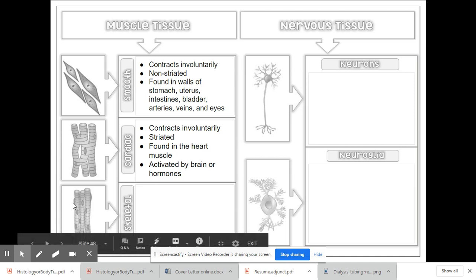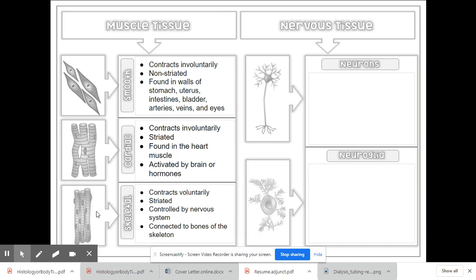Your final type of muscle is called skeletal muscle. This is the only muscle that you can control the contraction of. It contracts voluntarily. You can make yourself stop or go with your skeletal muscles. They are striped like the cardiac, so they're striated. It is controlled by the nervous system, and these are found connected to bones of the skeleton.